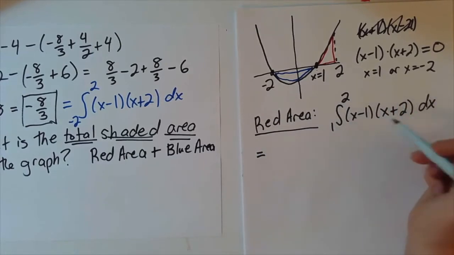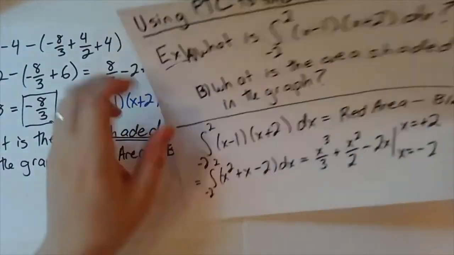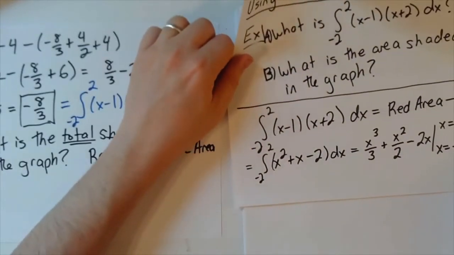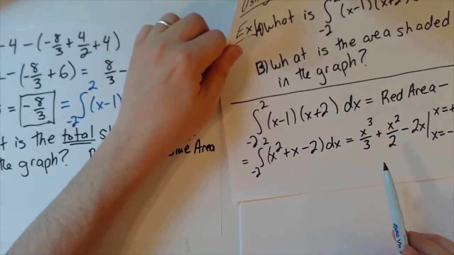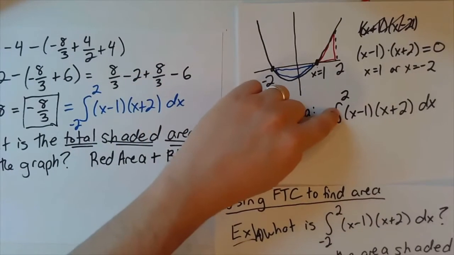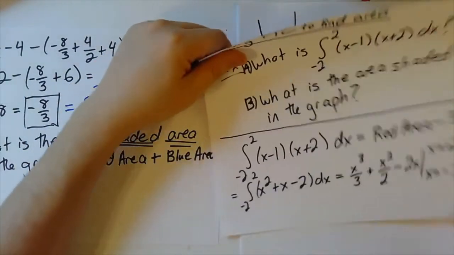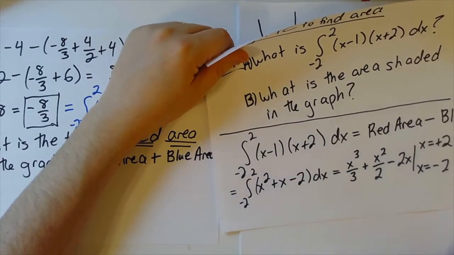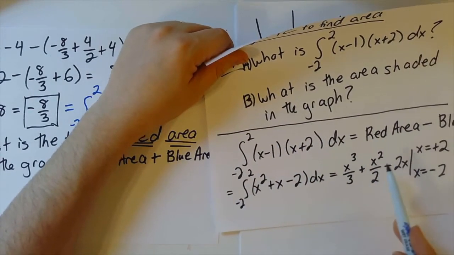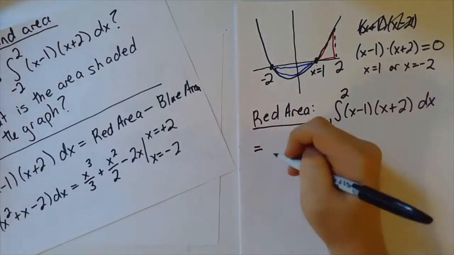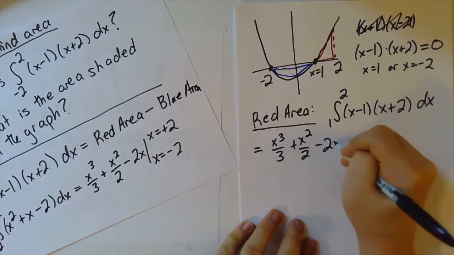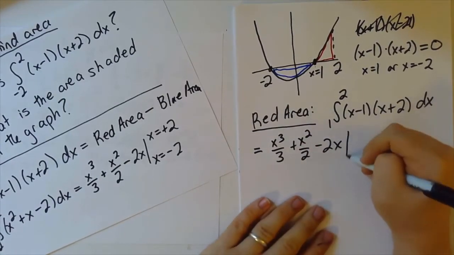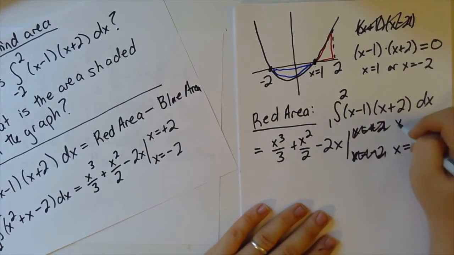So I have to recalculate this. I'm going to save a bit of my work from before because this function is the same as the function that we calculated over here, which means the antiderivative of this function is still the same. Note, it's not the same integral, because here the integral is going from 1 to 2, whereas here the integral went from minus 2 to 2. But the antiderivative doesn't have anything to do with the limits, so I'm going to copy that. So this is x cubed over 3 plus x squared over 2 minus 2x, evaluated as x goes from 1 to 2.